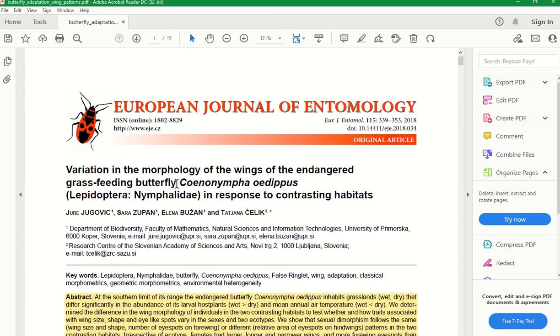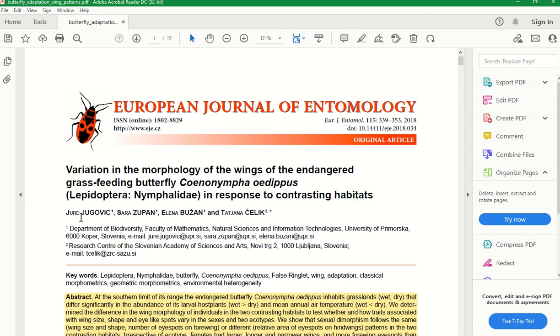So this is an open access paper, but if you find something that you are having trouble getting access to, it's very likely that you'll be able to get access to it through the university's library. And this paper comes from the European Journal of Entomology, and the title is Variation in the Morphology of the Wings of the Endangered Grass-Feeding Butterfly, Coenonympha oedipus.